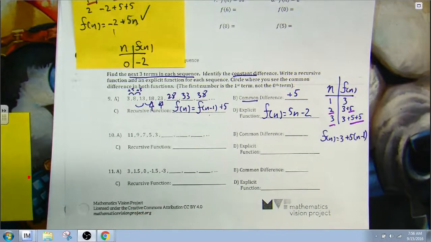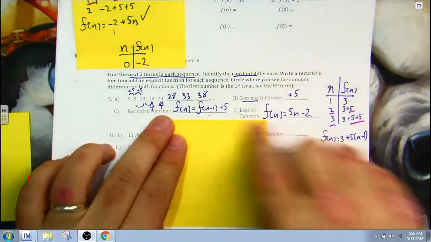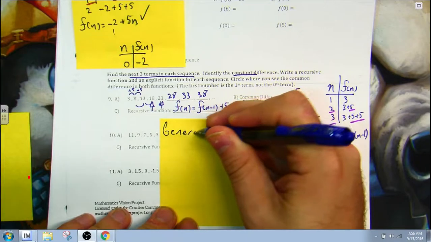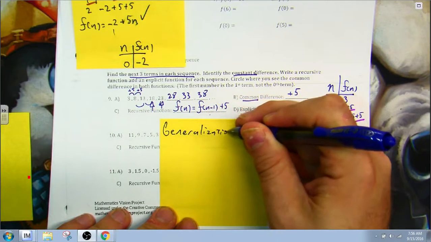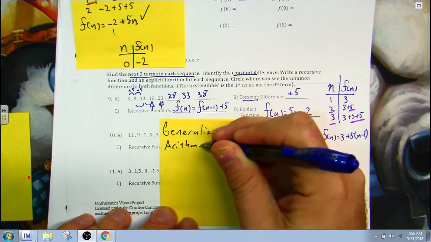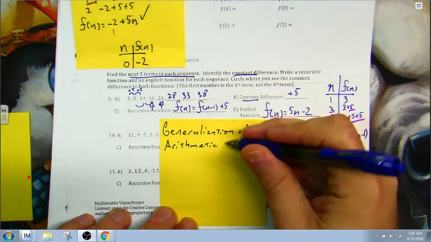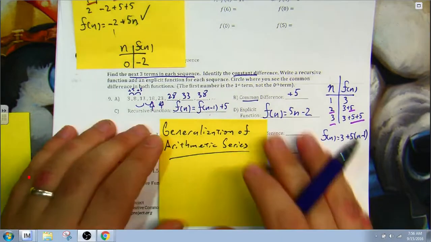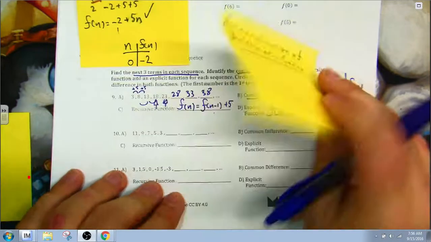But what I'm going to do right now is give you a generalization. I'm not sure if we're going to have time to do the generalization in class today, but I at least want you guys to have it. So the generalization of arithmetic series. Okay, this is pretty important and definitely something you should have in your notes and possibly on a note card for the quiz tomorrow.